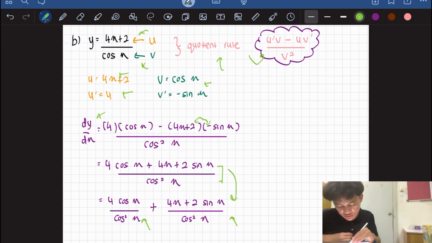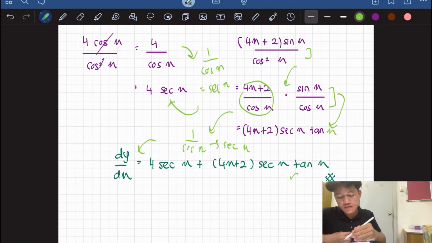Then after we times for both of these, the result is 4 cos x plus 4x plus 2 sin x divided by cos square x. And then what I do here is I will divide it into 2 parts, which is 4 cos x divided by cos square x plus 4x plus 2 sin x divided by cos square x. So for the first part, 4 cos x divided by cos square x, we can cancel both and the result is 4 divided by cos x. 1 over cos x is sec x. Then it will result as 4 sec x.